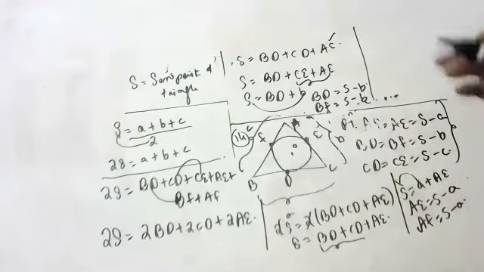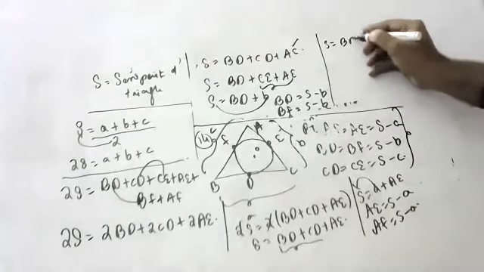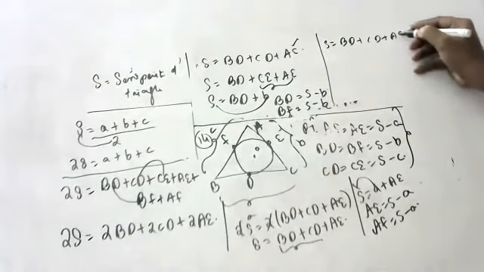No, sir, we didn't understand it. Last time I'm saying, after this you will understand or not, I can't do more. S is equal to BD plus CD plus AE. What was the first question we got?